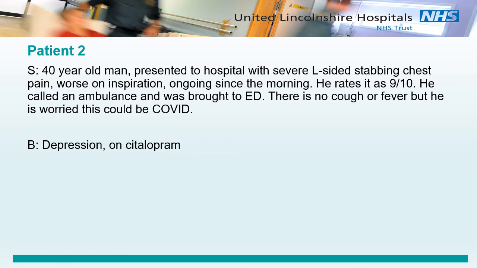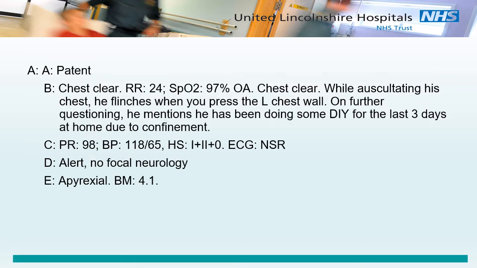Background is depression, on citalopram. Here are the findings from the examination. Airway patent, chest clear, respiratory rate 24, SATs 97 on air. While you're auscultating his chest, he flinches when you press the left side of the chest wall. On further questioning, he mentioned he has been doing some do-it-yourself work for the last 3 days at home due to confinement.